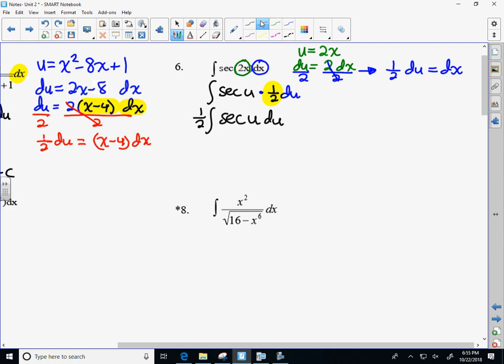I tried things like changing it to 1 over cosine. That didn't help. I tried things like creating a triangle and going right back to basics, SOHCAHTOA, and seeing if I can come up with an algebraic expression. That didn't work. A lot of things didn't work. What did end up working is multiplying it by secant u plus tangent u over secant u plus tangent u.